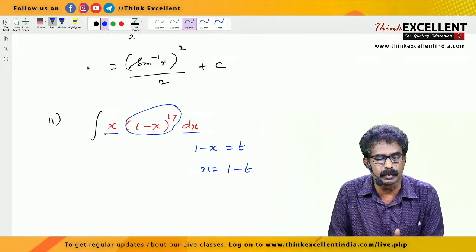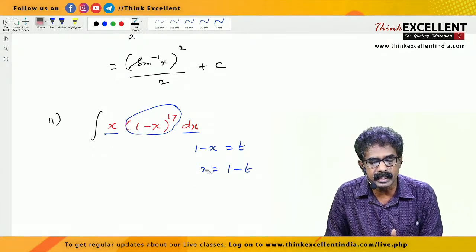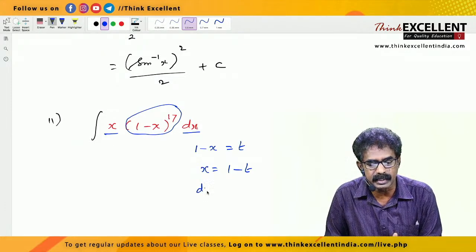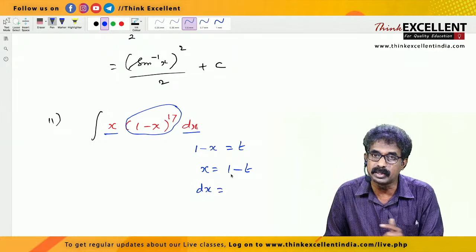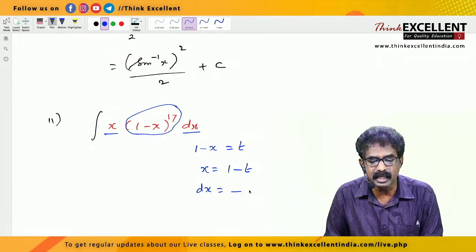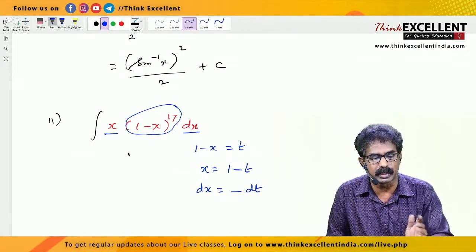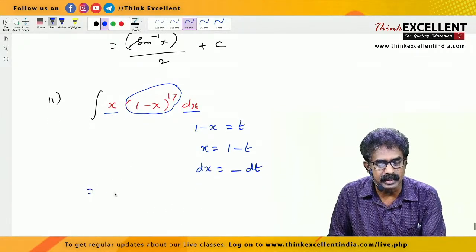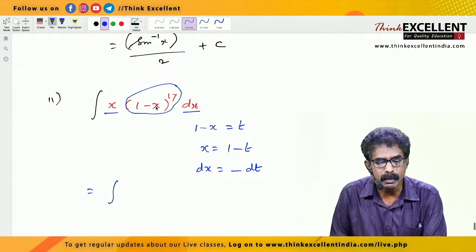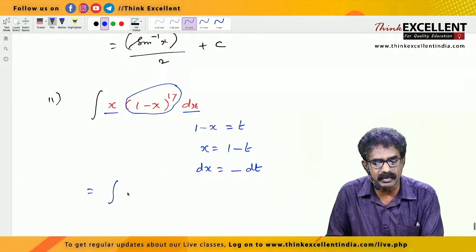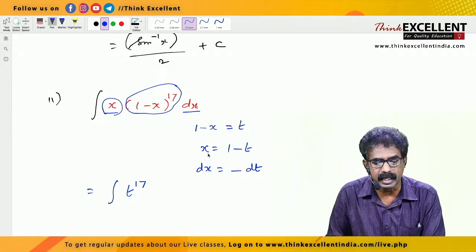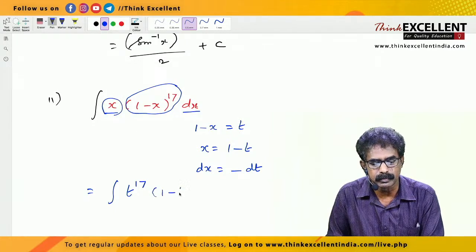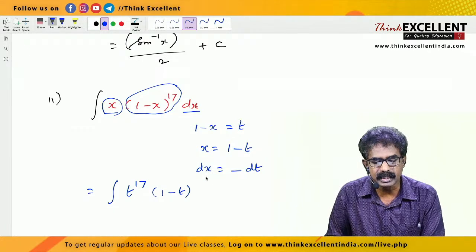Now we can change the x. We need dx, right? We have found x, so differentiate it. So dx is equal to the derivative of 1, which is 0, minus the derivative of t, which is 1, into dt. Now substitute. It becomes very simple now. Please listen. That is integral, the 1 minus x becomes t, so t raised to 17. The remaining one is this x, and the value of x is 1 minus t. The value of dx is minus dt.